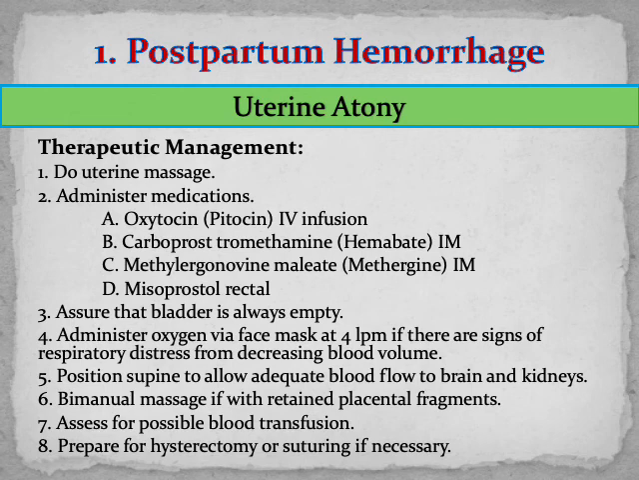Third is methylergonovine maleate or methergine. It's also given IM. It's an ergot compound. It can be given every 2 to 4 hours until 5 doses. Mabilis din ang long-term ang duration of action ng methergine. Isa sa common na adverse effect niya, it significantly increases the blood pressure. Kaya cautiously give these to mothers with hypertension and always check the blood pressure when giving this, similar with oxytocin.